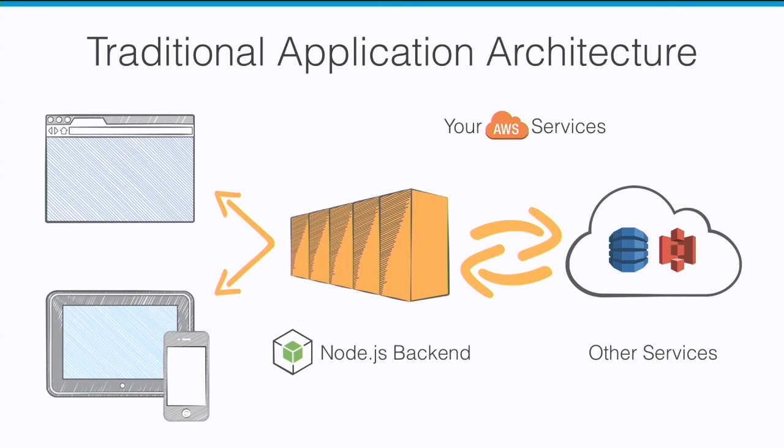So in a traditional web application architecture, you have your clients on the left there, and they're talking to your backend. If you're using Node.js, it's probably a Node.js backend, or it could be Java, Ruby, or something else. And your backend ends up talking to your services, and then gets the response back, and then passes it back to your client. So that's great.